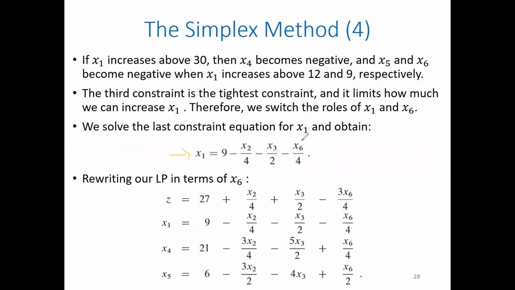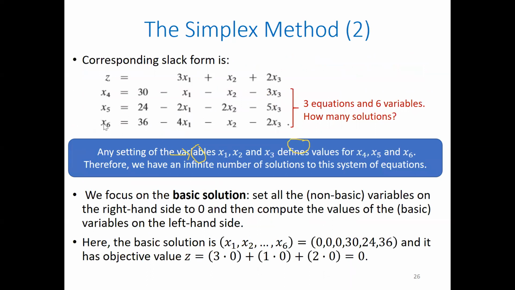See that I brought the x6 over here and it's divided by 4, and I removed the coefficient 4 by dividing the entire equation by 4. I bring x1 to the left-hand side, x6 to the right-hand side. So this is my new basic variable now, and this is my new non-basic variable. Now I have an equation for x1. I have to plug in that x1 in the other equations as well, because we should not see any x1 on the right-hand side, since x1 has become a basic variable.